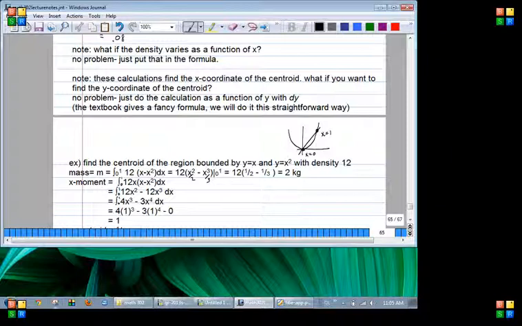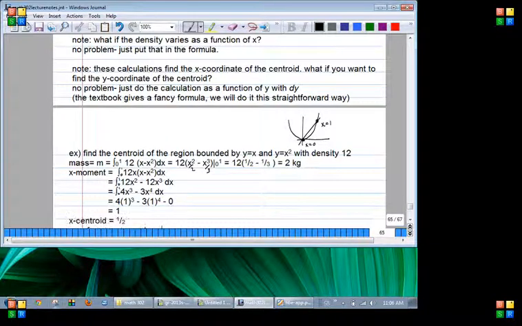Typing issue. Yes. I forgot that. Okay. So we have the mass and we have the x moment. Now we can find the x part of the centroid. Just do the moment divided by the mass. The x coordinate for the centroid, which I just call the x centroid, is 1/2.